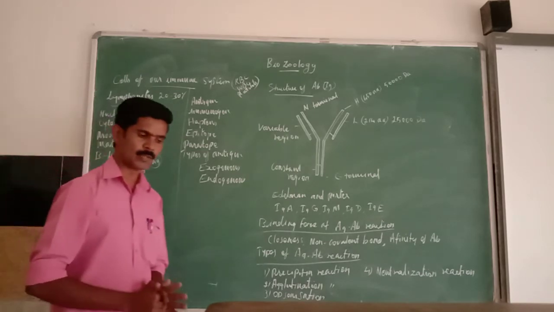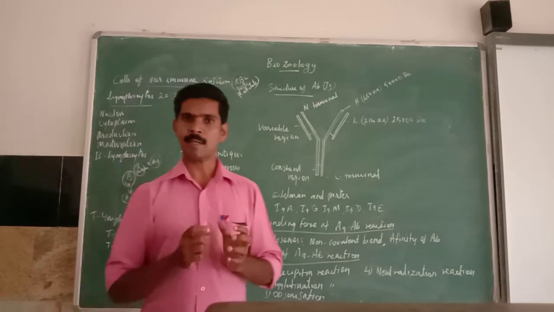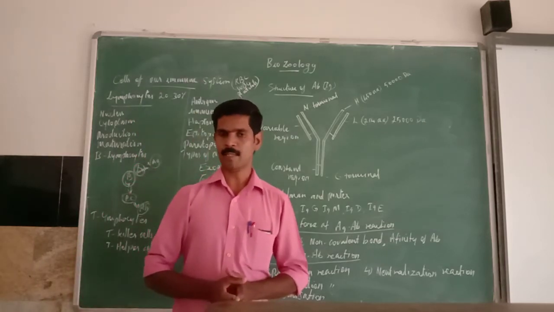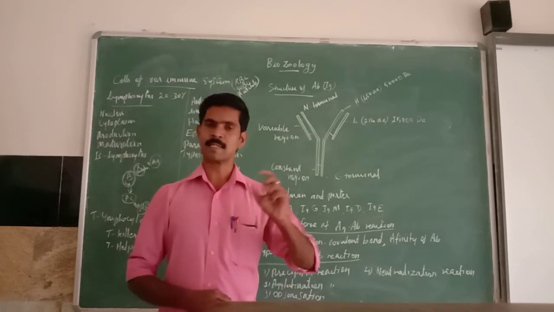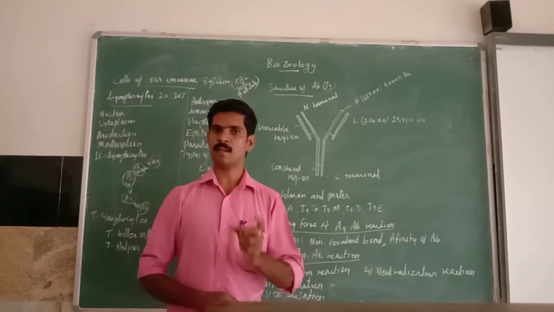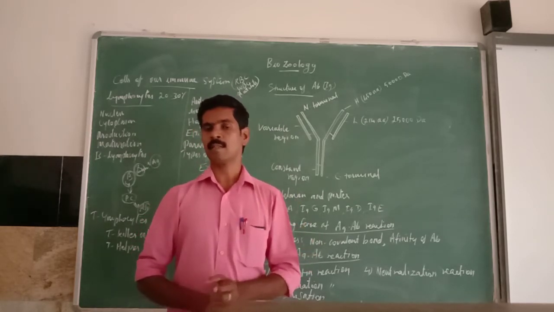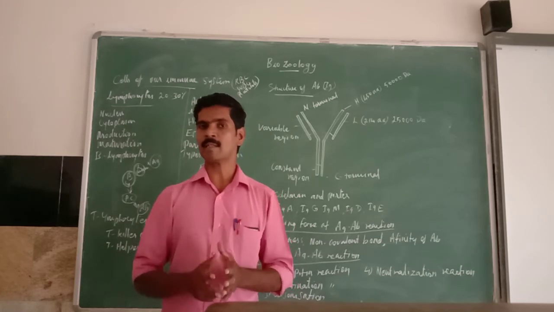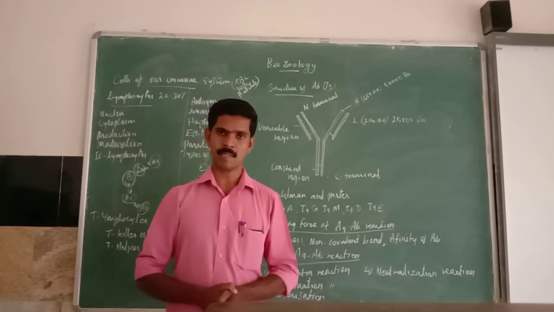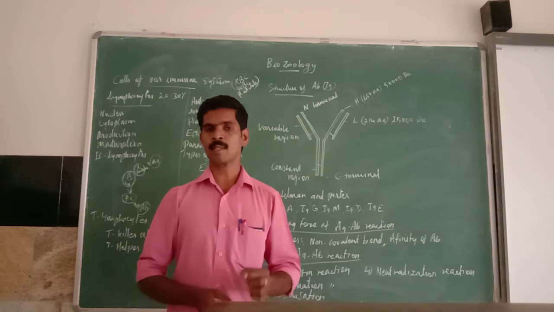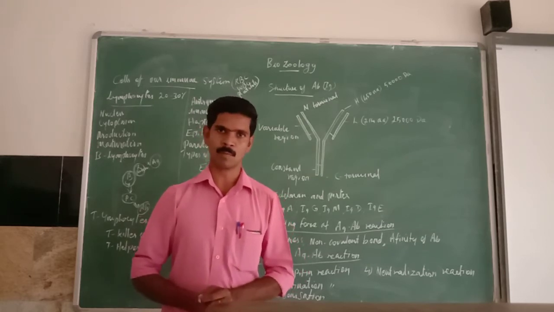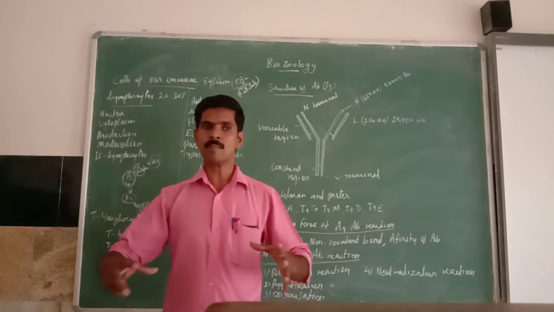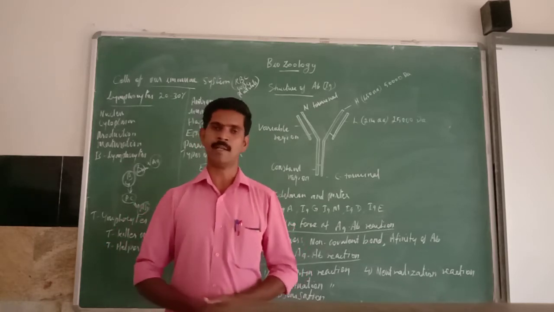I will repeat this point. When a B lymphocyte comes into contact with the antigen, the receptor protein present on the outer surface of the B lymphocyte makes contact, and immediately the B lymphocyte is activated. The activated B lymphocyte produces plasma cells, and the plasma cells produce a large amount of antibodies. So these antibodies get ready to fight with the antigen.